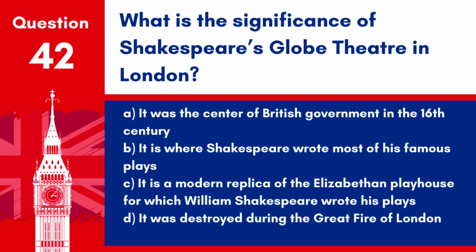Question 42. What is the significance of Shakespeare's Globe Theatre in London? A. It was the centre of British government in the 16th century. B. It is where Shakespeare wrote most of his famous plays. C. It is a modern replica of the Elizabethan playhouse for which William Shakespeare wrote his plays. D. It was destroyed during the Great Fire of London.